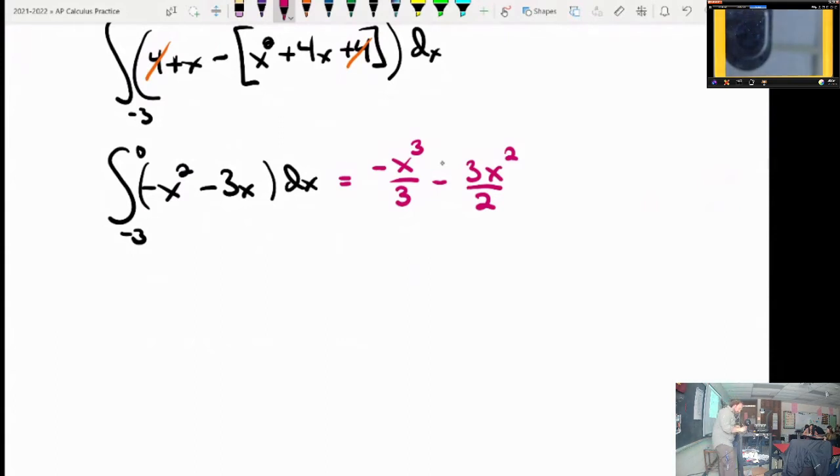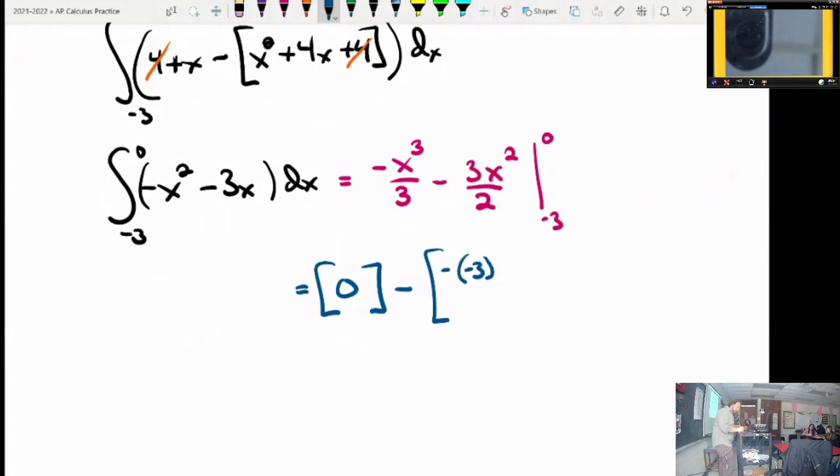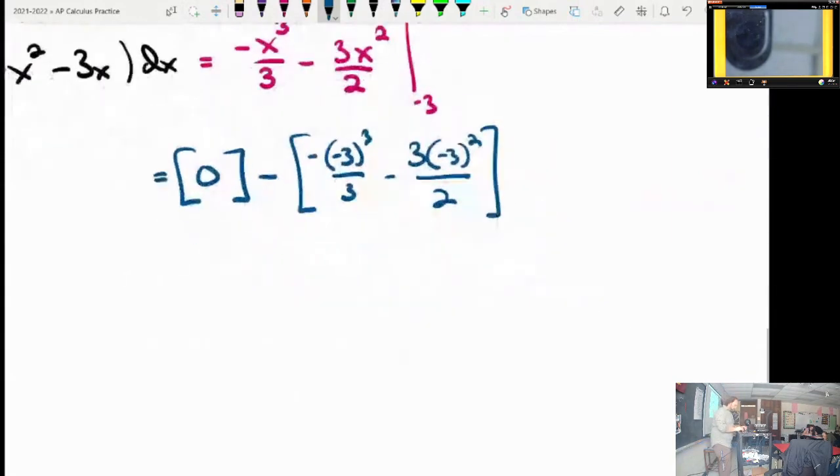We don't need to put a plus c on this one because we're going to actually evaluate it from 0 to negative 3. We also have to remember that even though when we plug in 0, nothing happens, unlike the previous problem, the order comes into play. So the first part of this is going to be 0. If you plug 0 into that expression, you'll get 0. So rather than writing it all out, I'm just going to put a 0 in there. We also have to do minus the same expression if we were to plug in negative 3. So let's be really careful about this. Negative 3 to the third over 3 minus 3 times negative 3 squared over 2. And be really careful. There's a lot of possible positive and negative things that can happen in here.